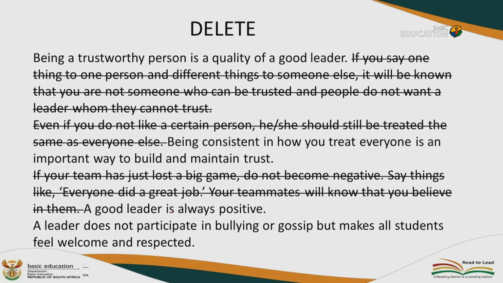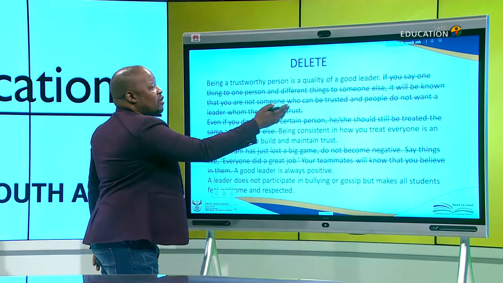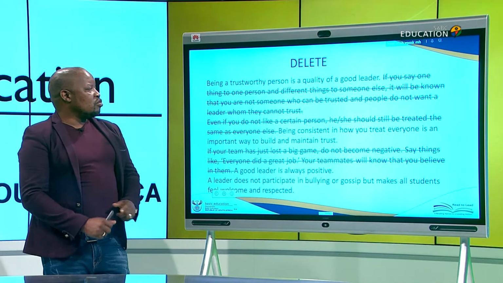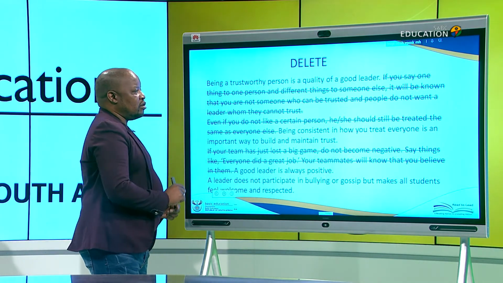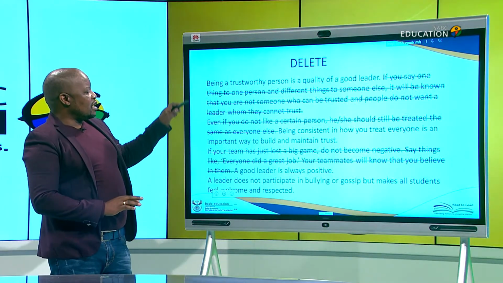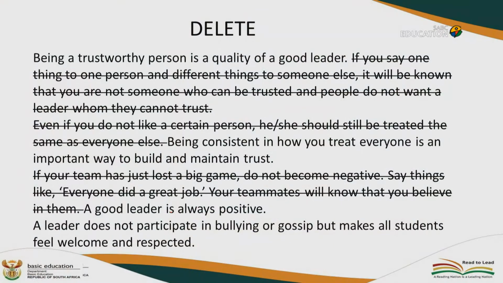Being a trustworthy person is a quality of a good leader. Do you agree on that one? I hope so. But if you look at the second one, it says, if you say one thing to one person and different things to someone else, that is one of the sentences that you are going to delete. Even the second one there, even if you do not like a certain person, he or she should still be treated the same as everyone else. Surely you can realize that that is not one of the facts that can make you a good leader. If your team has just lost a big game, that is an example, so we don't need to consider that one for the final piece of writing.